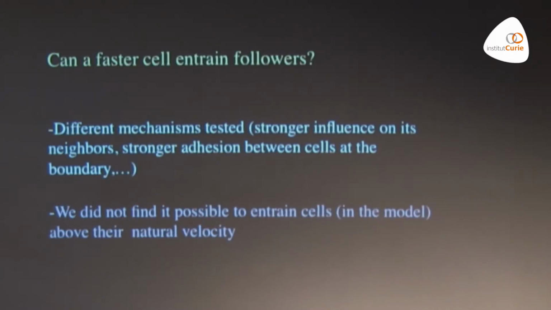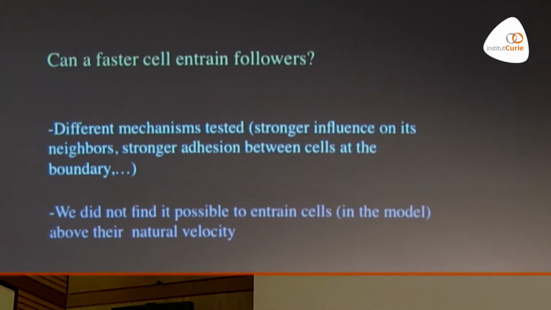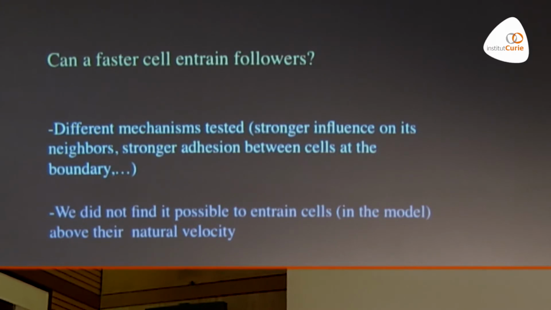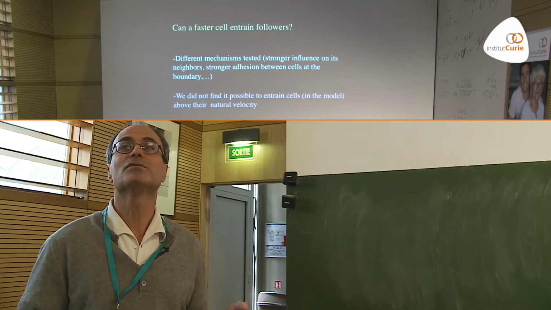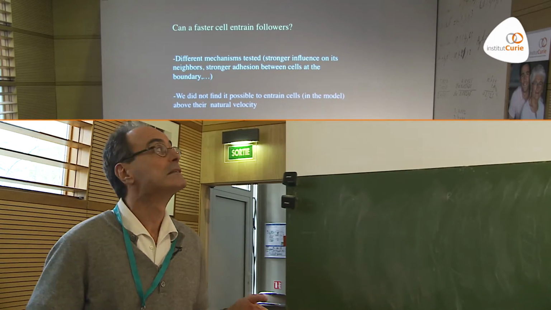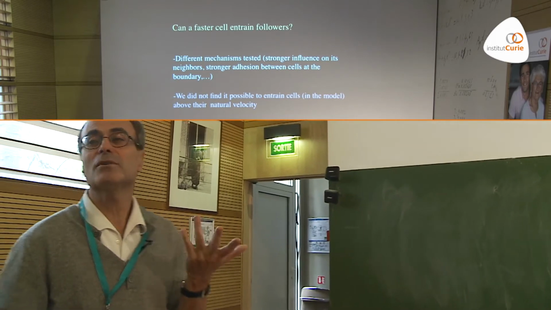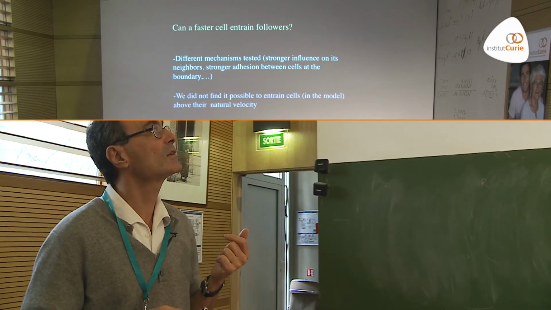Now if you try to do that in the computer, it is not very easy. If you put a faster cell, what happens? It goes fast alone. It just goes away because the other cells cannot go as fast. So you say, let's put a very strong interaction between this fast cell and the followers. Then it goes with two followers, and that's it. So in the model, it's quite difficult to entrain a lot of cells.